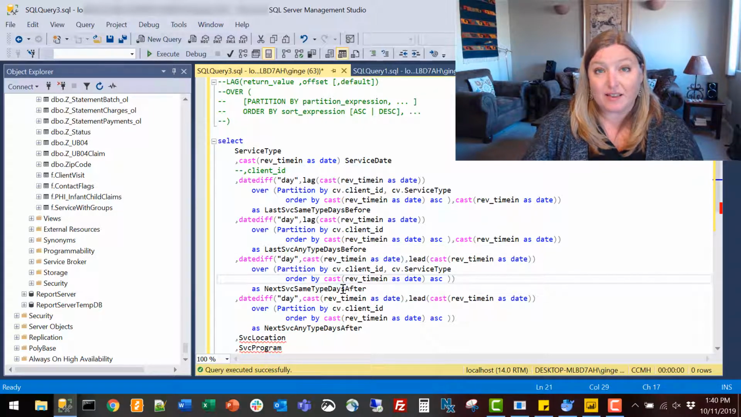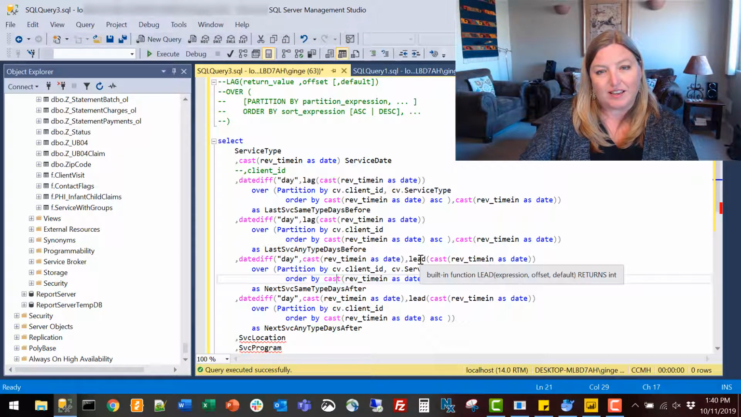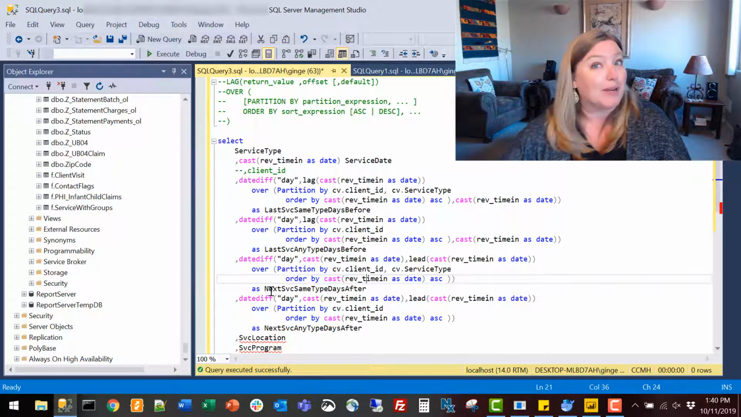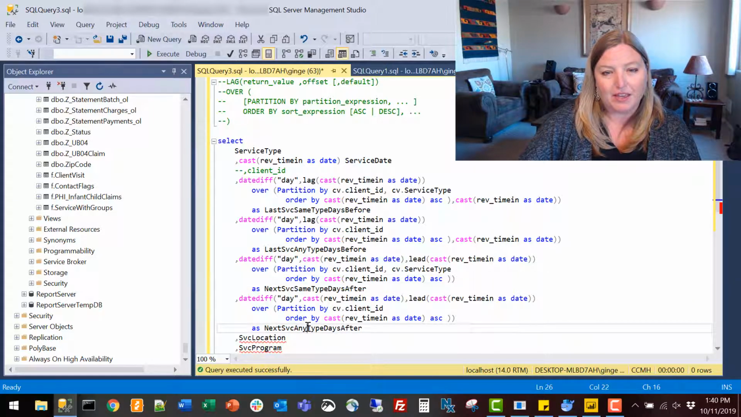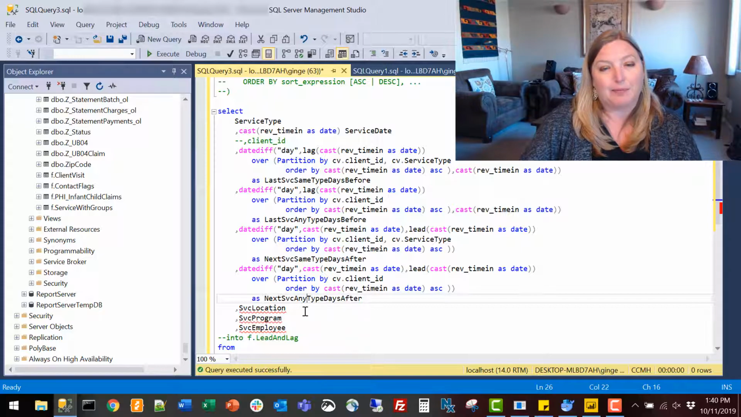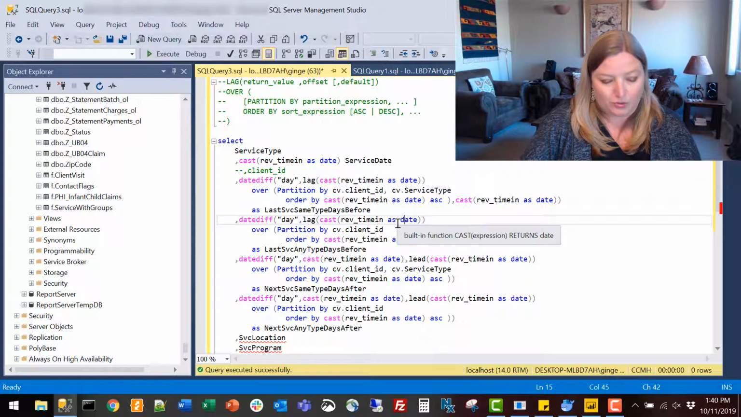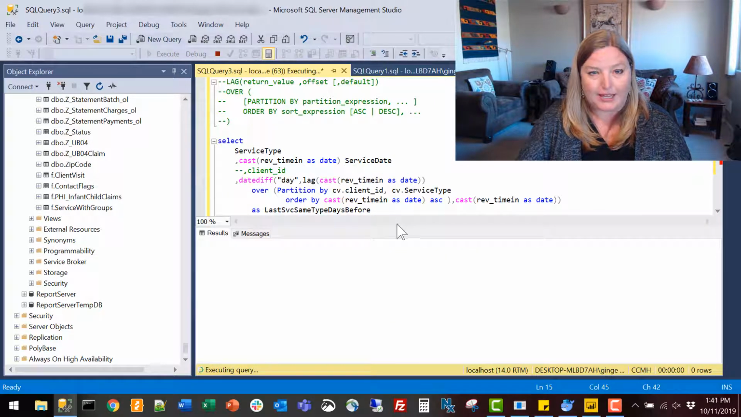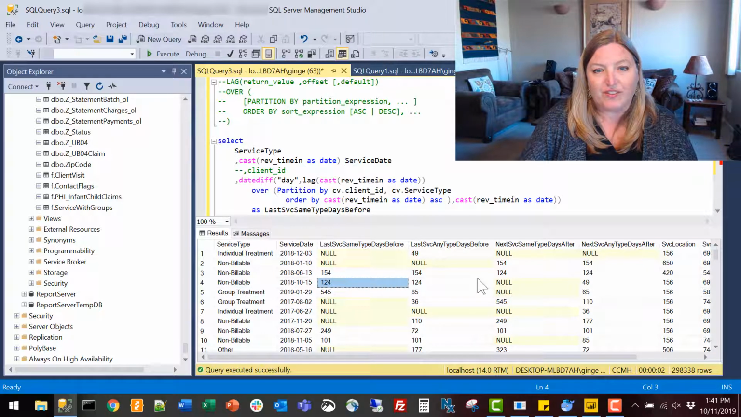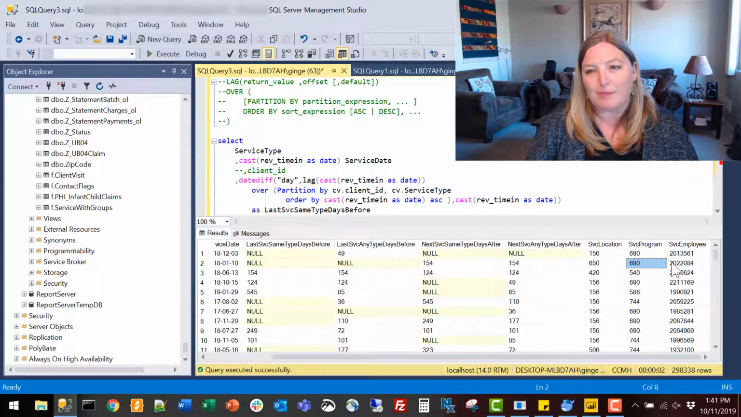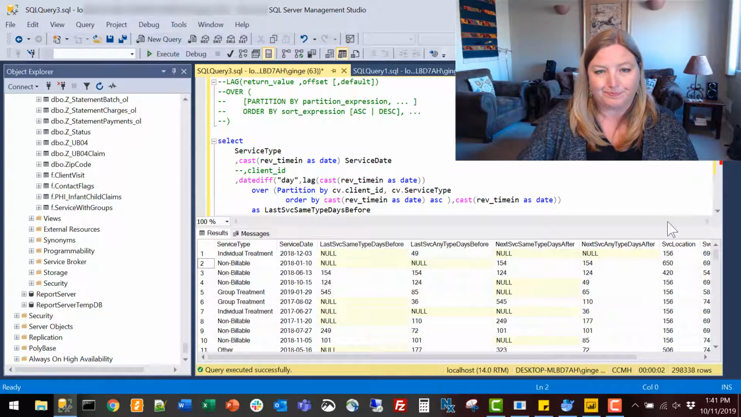And then I did the same thing, but for next service. So in this case, I used lead. And I said, what's the next service of the same type and how many days after that service did it happen? And same thing for any type. And then I just included the location, the program, and the employee. And you could run this query right in SQL. So if I just press Control E, this gives me all those values, which are interesting to look at. And just FYI, I've de-identified all of these things like location, program, and employee for this little sample data set.